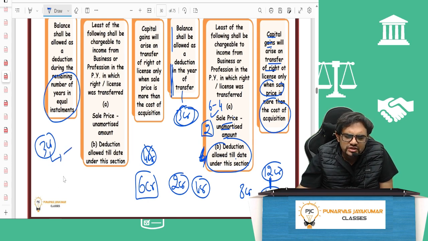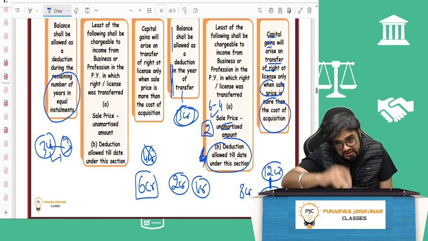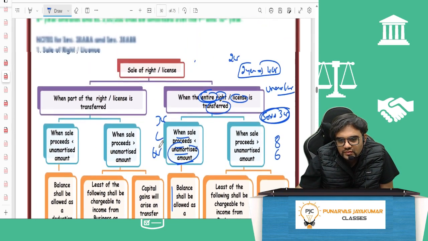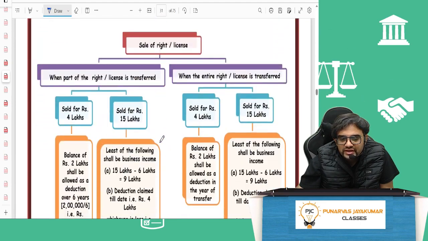the asset. So in my example, I had claimed the deduction for only 2 years. I still had 3 years to go. So over 3 years, I will get 3 crore divided by 3, 1 crore every year. That is the only difference between part license sold and full license sold. Got it, guys? Same calculation for 35ABA and 35ABB.